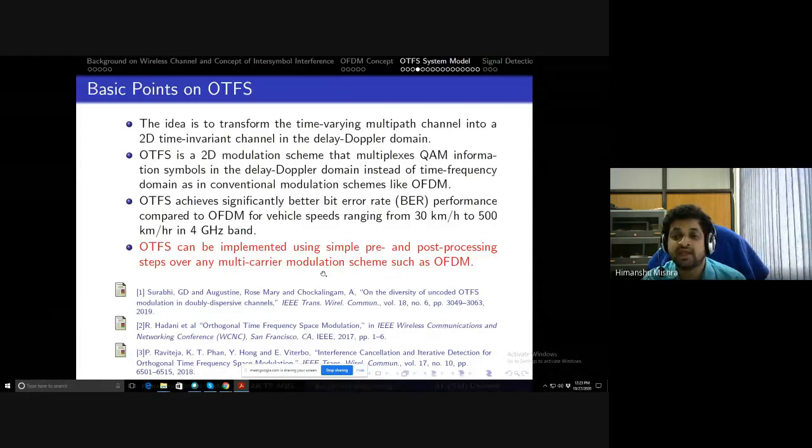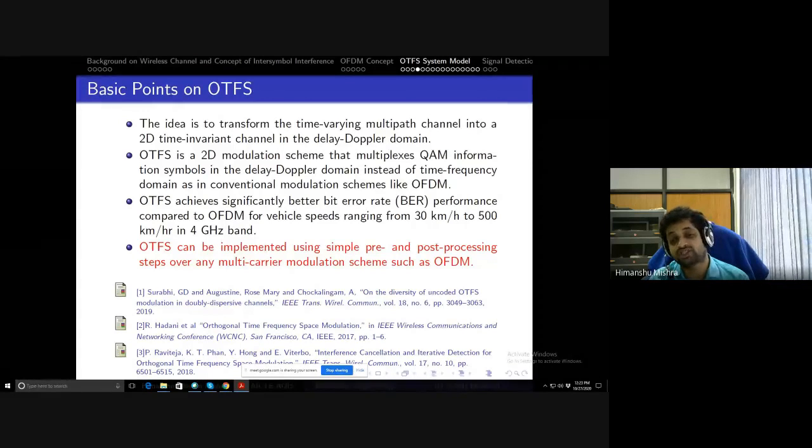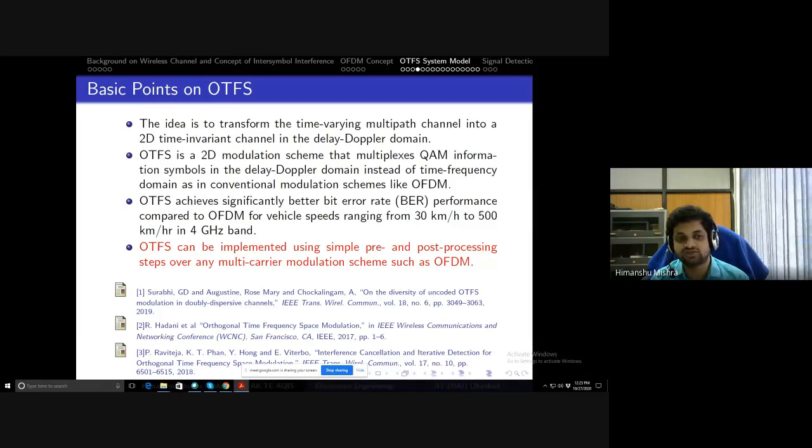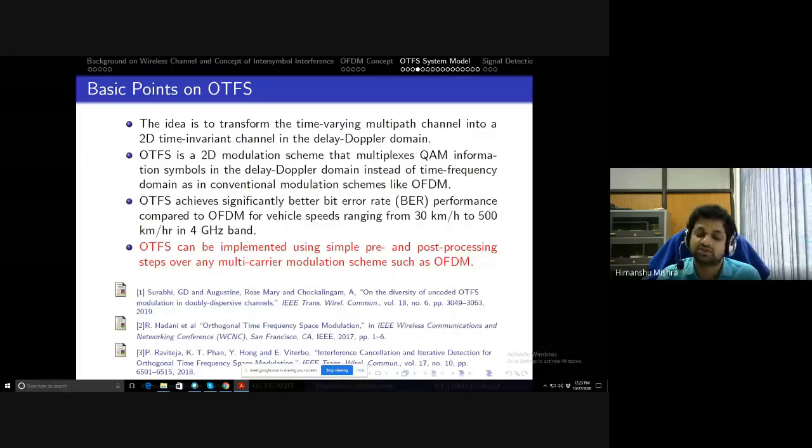That means if I have an OFDM chip, I can also design an OTFS scenario using that OFDM chip by doing some pre-processing and post-processing. So the OFDM modem can be useful; I don't want to replace the complete modem. Even if I have the OFDM modem, I can get the OTFS by doing some extra processing. So that is the beauty of OTFS.